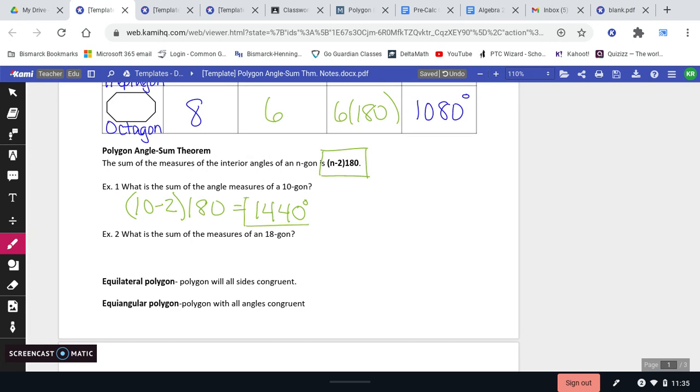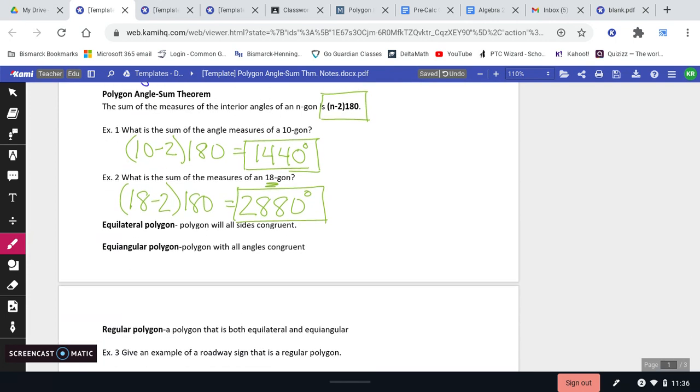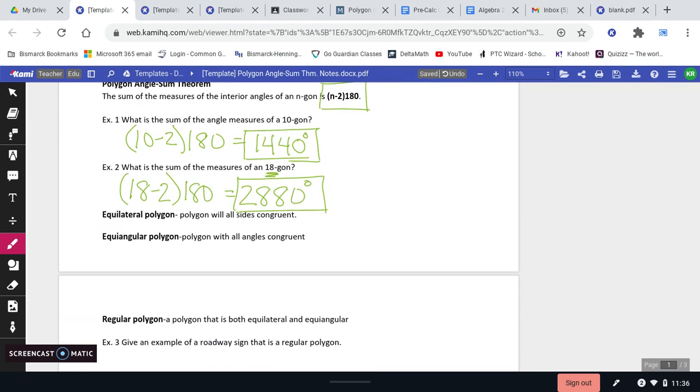So 180 times 8 is 1,440 degrees. Okay, number 2, what is the sum of the measures of an 18-gon? So again, 18 sides, but the number of triangles it will have is 2 less than that, and then times 180. So 16 times 180 is 2,880. So 2,880 degrees.